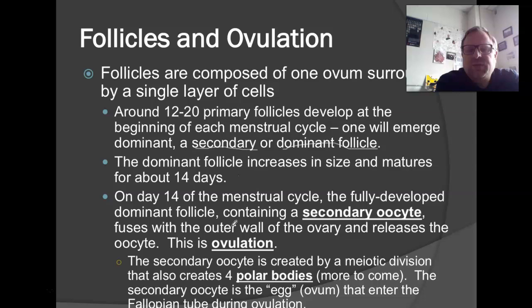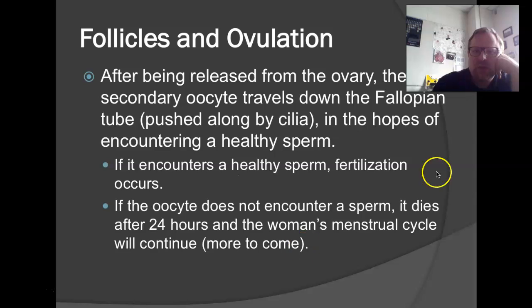The secondary oocyte is also created by meiotic division. So it was full complement by the time it's released. It has 23 chromosomes, so it is reduced from 46 to 23. And it also creates 4 polar bodies, and we'll talk about what those are later on. The secondary oocyte is the egg or ovum that enters the fallopian tube during ovulation in the hopes of finding a sperm, which will fertilize it.